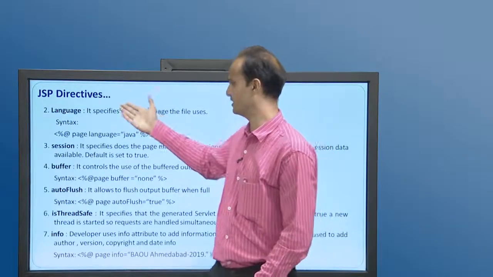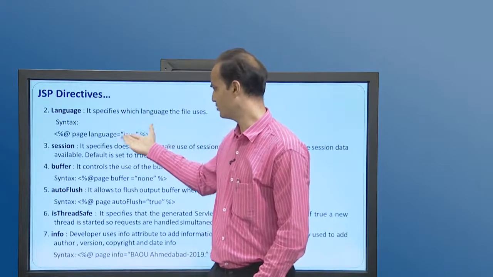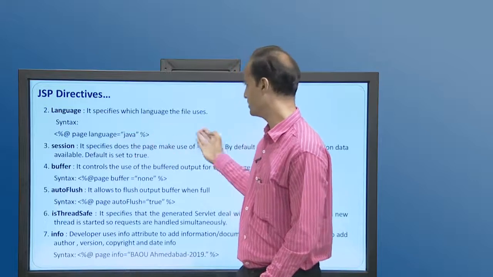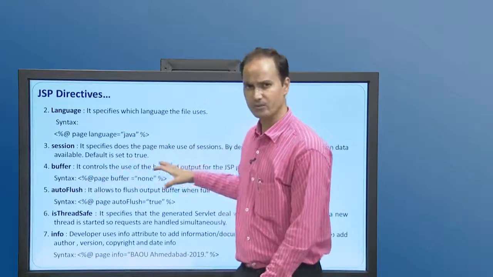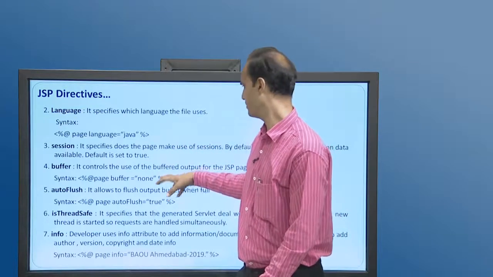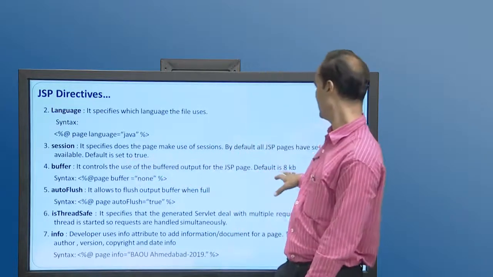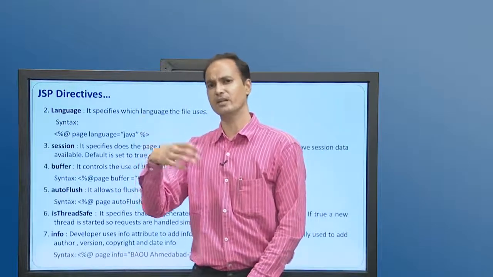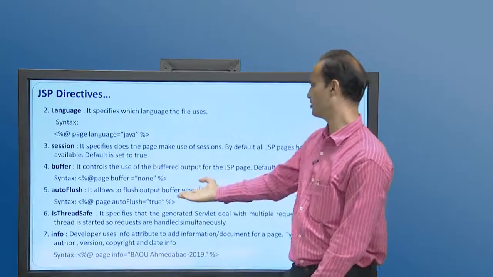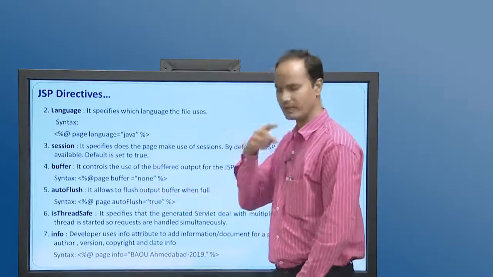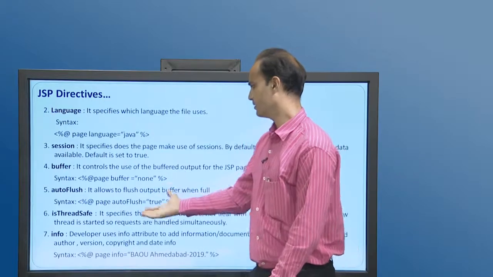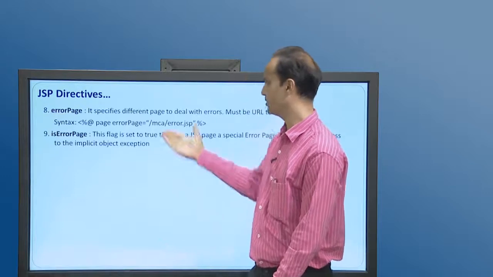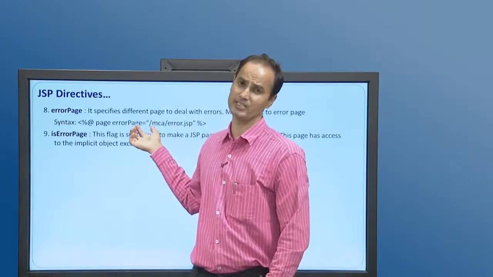Likewise, other attributes are language, which specifies which language you are going to use. Session, if you are going to manage the session, then specify the session attribute and its value. Buffer, if you want to store the data in a buffer, then manage it. The default size of the buffer is 8 KB. If the buffer overflows, you can specify autoFlush is equal to true. Then you can specify whether it is thread safe or not, and you can provide information about the page in the info attribute. Then there are the errorPage and isErrorPage attributes.